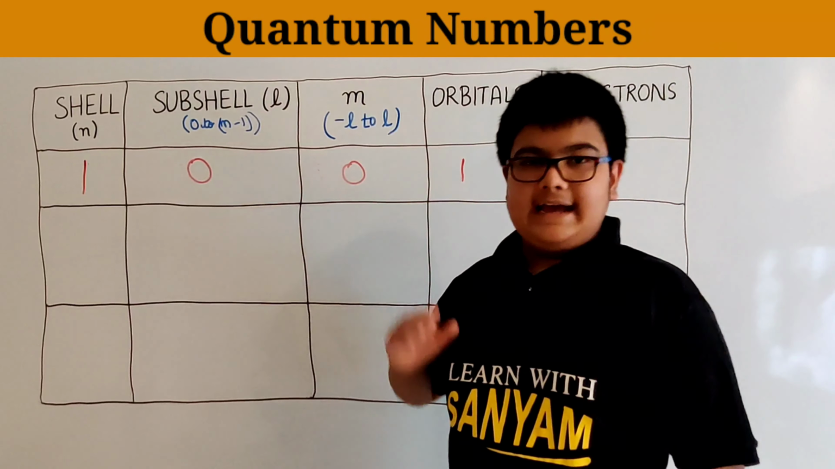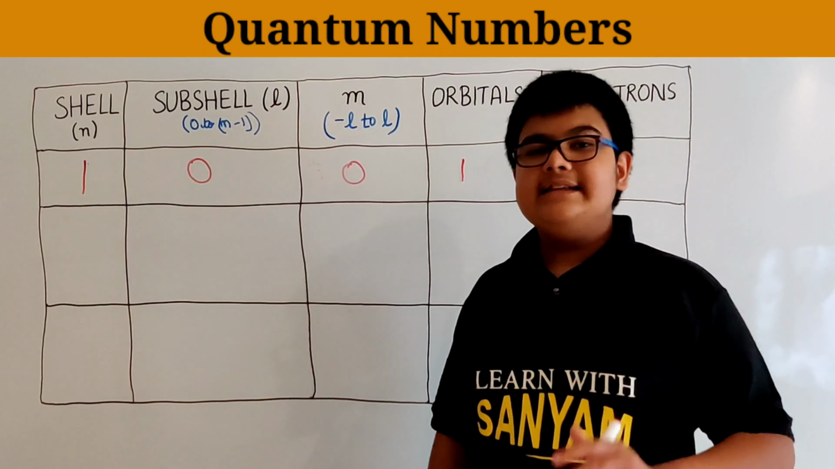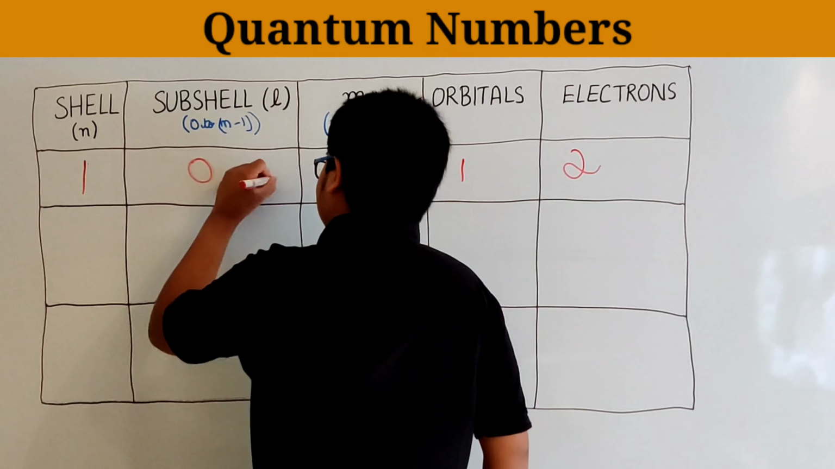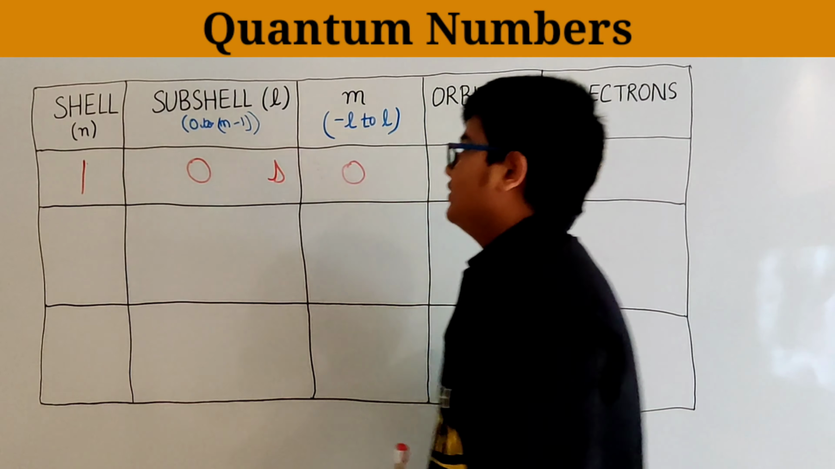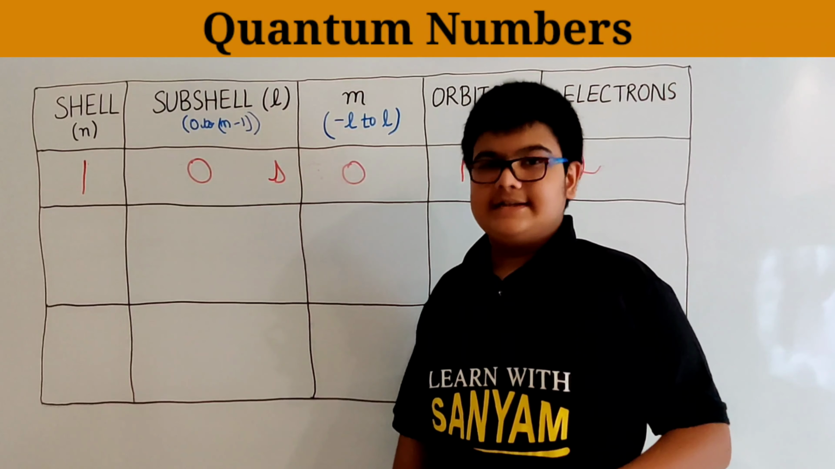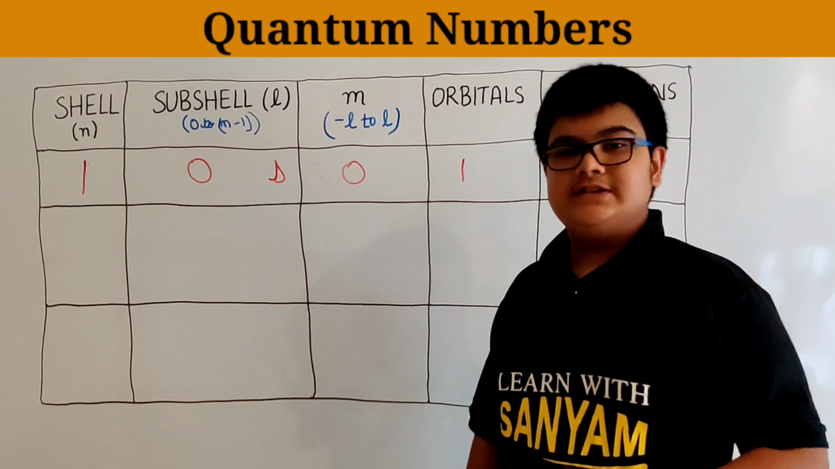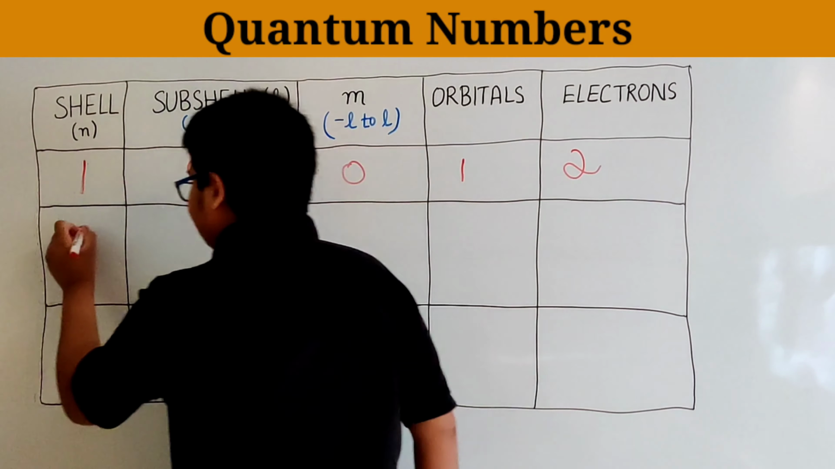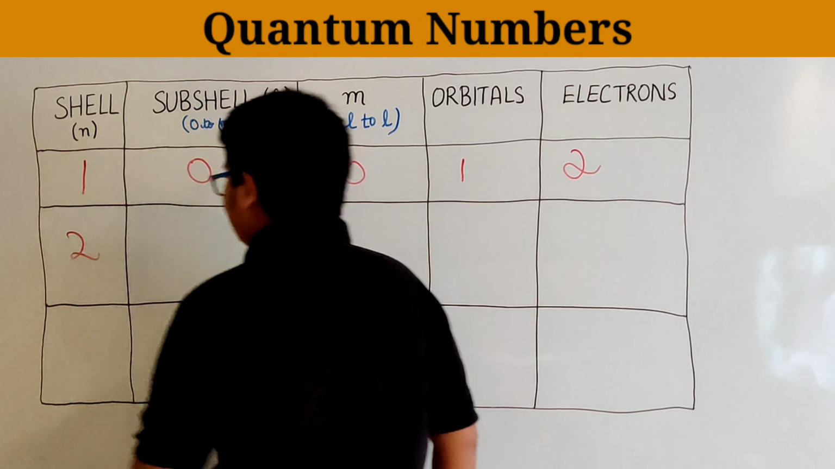And also, as I have told you before, whenever l is equal to 0, that subshell is called the s subshell. So the name of the subshell will be s. Now let's discuss what happens when n is equal to 2. We have the second shell.